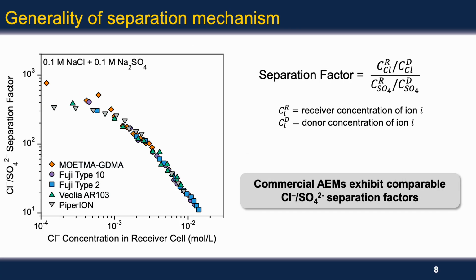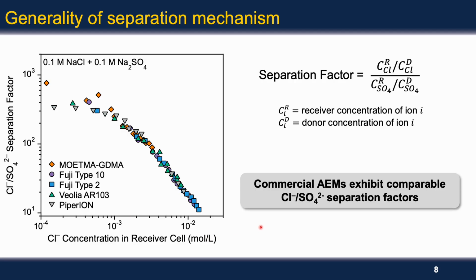We also measured the chloride-sulfate selectivity of various commercially available anion exchange membranes so that we can test the generality of the separation mechanism. We chose membranes that have different chemical structures, fixed charge concentrations, and water contents. Here we're showing the separation factor of chloride and sulfate, which is the concentration of chloride and sulfate in the receiver cell normalized by the concentration in the donor cell, as a function of chloride concentration in the receiver cell. For all membranes, we find that the separation factor starts out at a really high value and then decreases as more chloride permeates into the receiver cell.